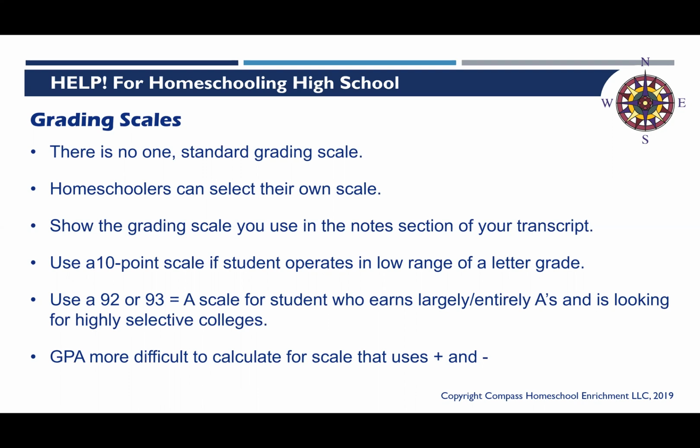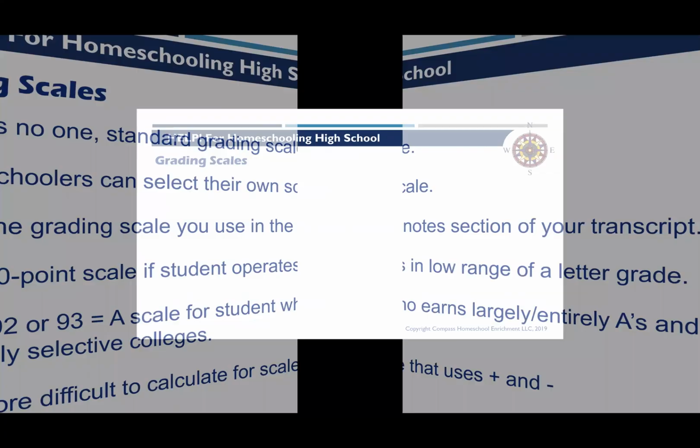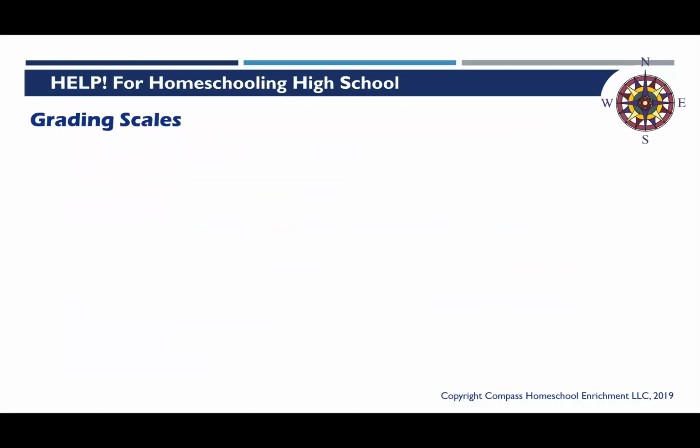And keep in mind that some grading scales use pluses and minuses to create some intermediate steps, the difference between an A- and a B+, for example. But GPAs are more difficult to calculate in scales that use pluses and minuses. Now we're going to look at some common grading scales, and there are not really pros and cons that go with each of these. It's personal preference, and you'll have to test them to see which one works best for your family.